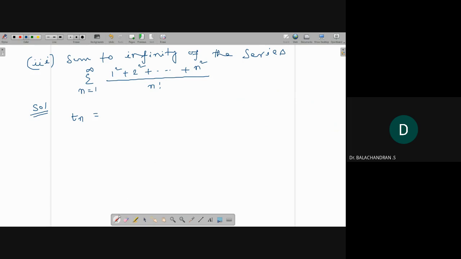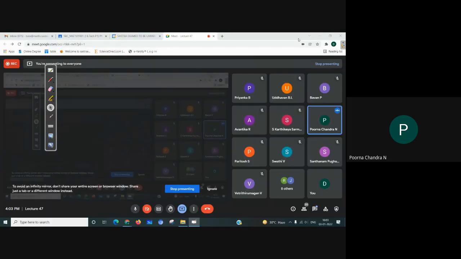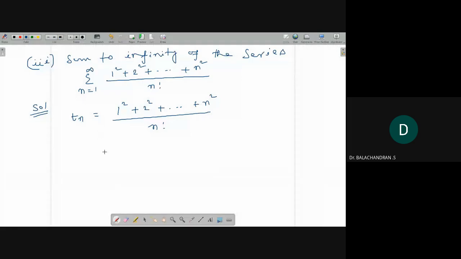So maybe the remaining students know. Okay, so how to find the nth term for this problem? Sir, n into n plus 1. Okay, first I will write the nth term as it is. Now the numerator is the sum of squares of the n natural numbers. Okay, please tell now. n into n plus 1 into 2n plus 1 by 6.